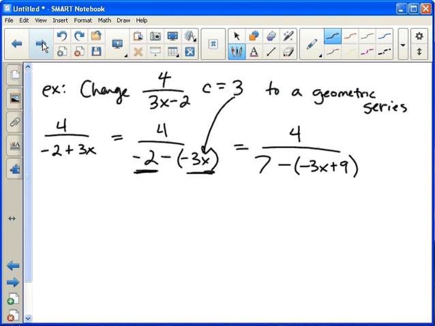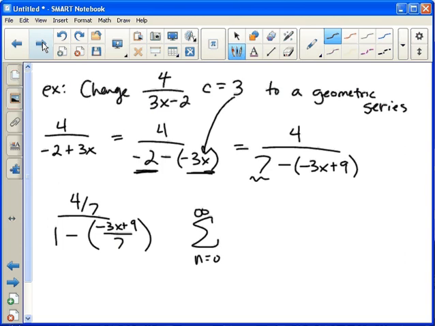The last step is we need to change this number into a 1. To accomplish that, we have to divide every piece in the fraction by 7. So 4 over 7 on top, 1 right here, and then negative 3x plus 9 over 7, oops, sorry, getting ahead of myself, on the bottom. So now it's in the form we need. It's a over 1 minus r. So I can write it as a series from 0 to infinity of a times r to the n.